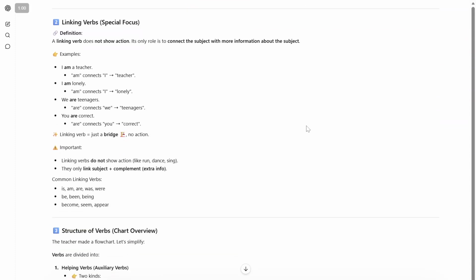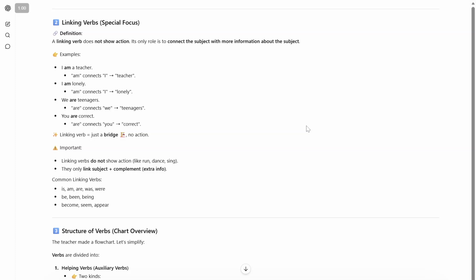Linking verbs, special focus. Definition: a linking verb does not show action. Its only role is to connect the subject with more information about the subject. Examples: I am a teacher. Am connects I, teacher. I am lonely. Am connects I, lonely. We are teenagers. Are connects we, teenagers. You are correct. Are connects you, correct. A linking verb is just a bridge, no action.